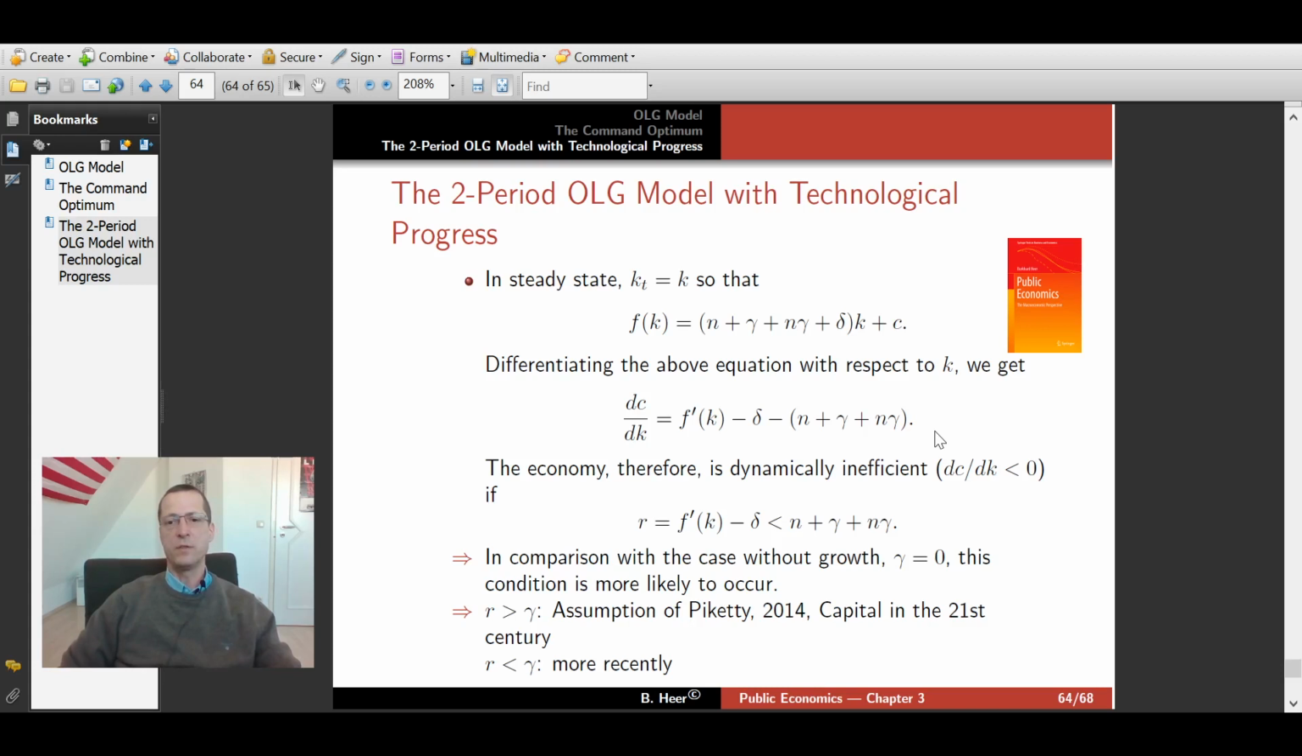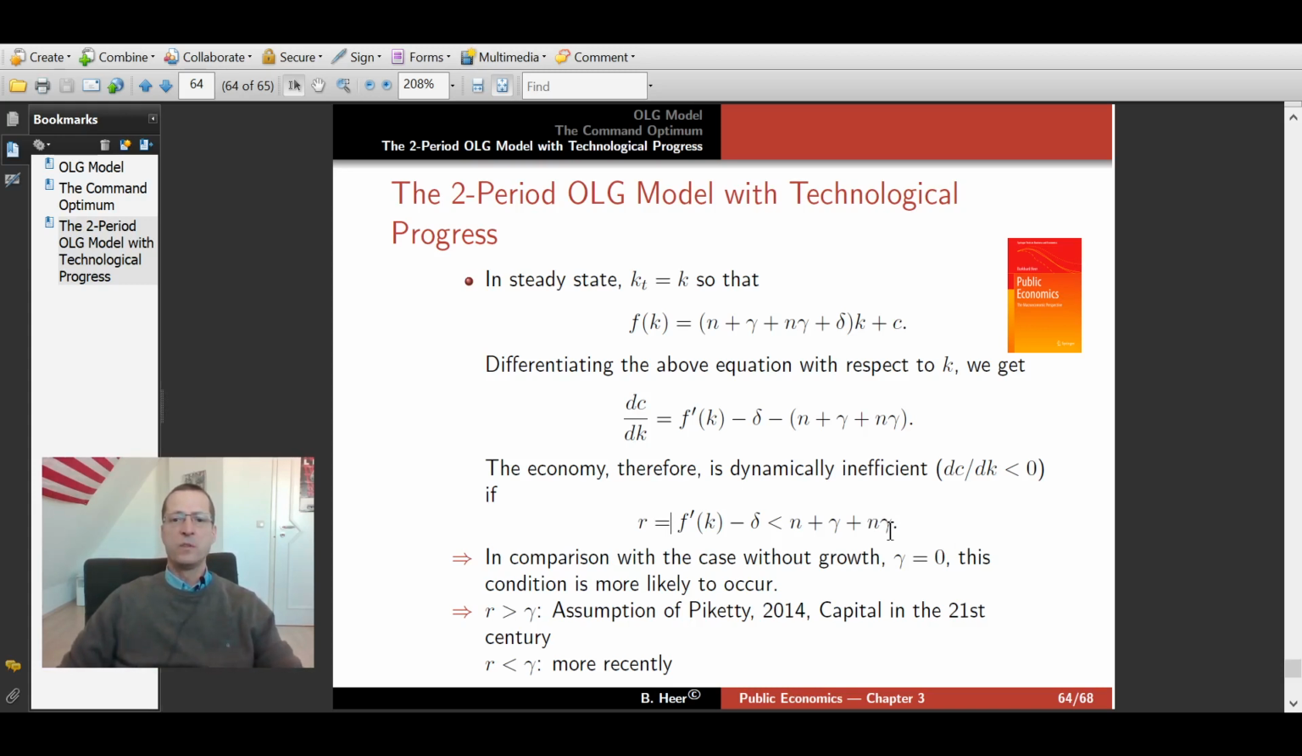And here now our condition for dynamic inefficiency is that the real interest rate, which is the difference between the marginal product of capital minus depreciation, now has to be below the population rate plus the growth rate and this interaction term here, n times gamma.